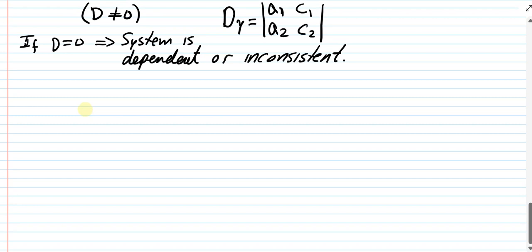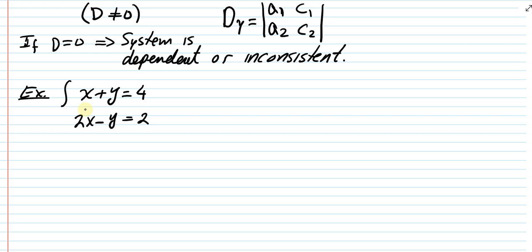So, what happens if that's the case? Then we use another method. Simple. Now, let's take a look at an example. Suppose in my example, we just do an example of this. One is more than enough for what we do for the 2 by 2. So I have x plus y equals 4. The other equation is 2x minus y equals 2.